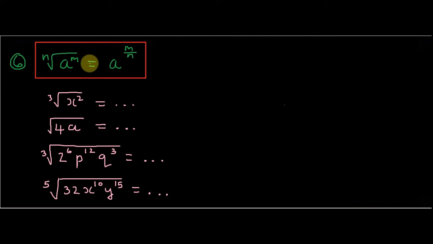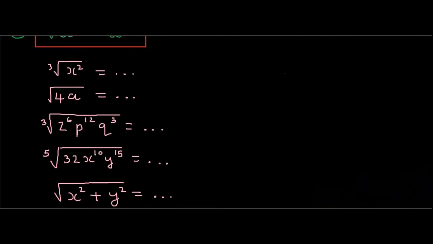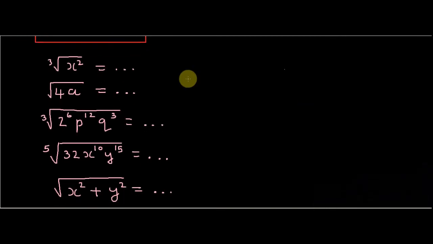We now come to the 6th rule of exponents. Here we can write a surd or a root as an exponent by using this rule. The nth root of a to the m is a to the power of m over n. Please do these questions before looking at the answers. In the first one, we can write this as x to the power 2 over 3.